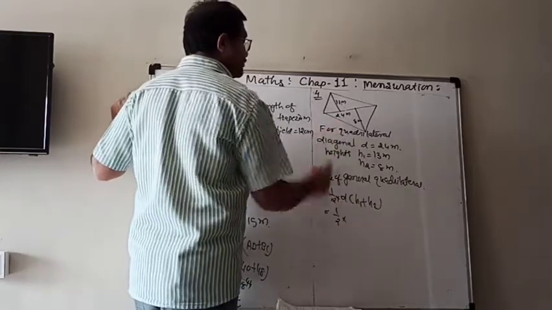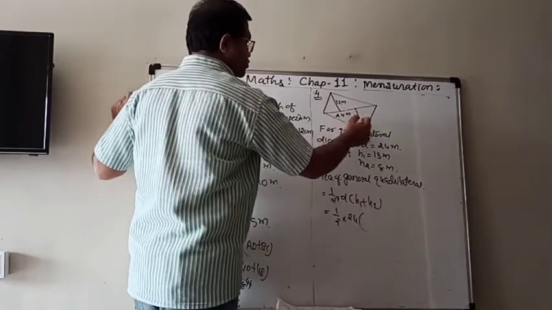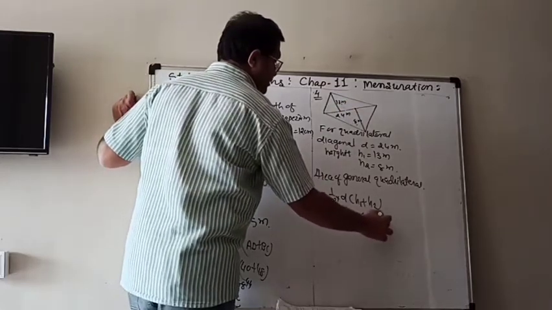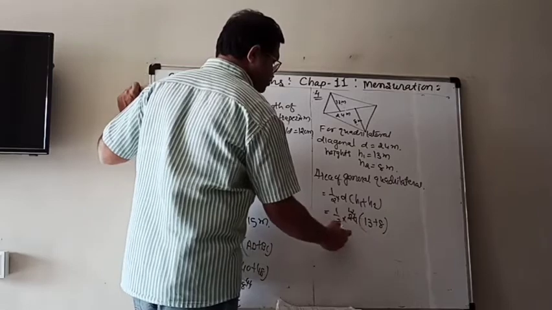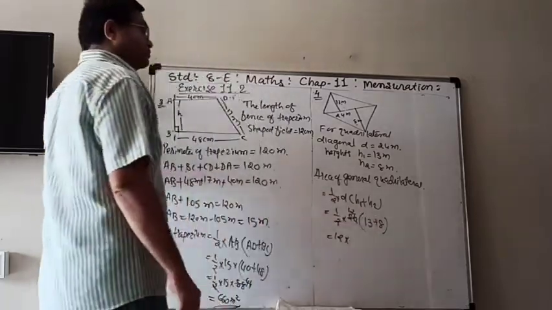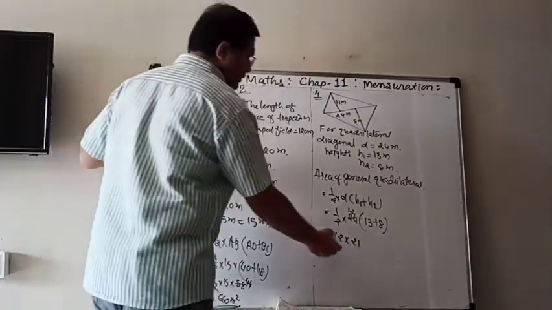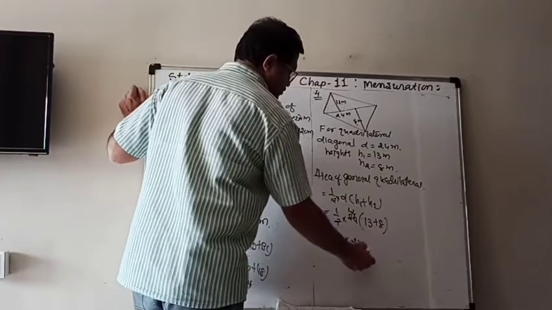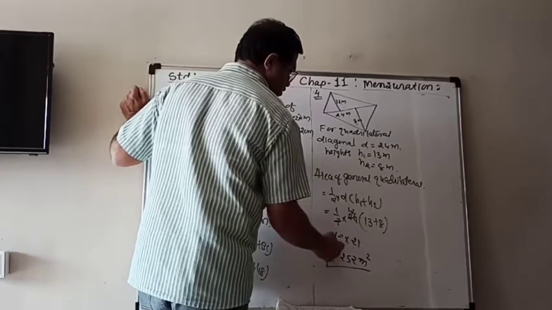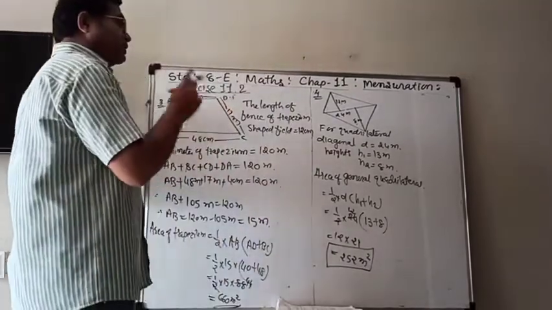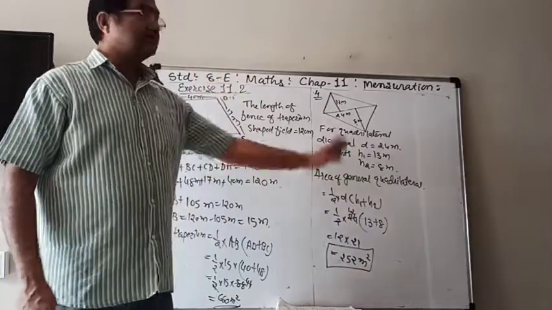So 1 by 2 into D. What is D? 24, into bracket H1 plus H2, means 13 plus 8. 2 12s are 24. So 12 multiplied by what is 13 plus 8? That is 21. So now 12 multiplied by 21. It is 252 meters square. So here the formula is known, then you can do it very easily like that.